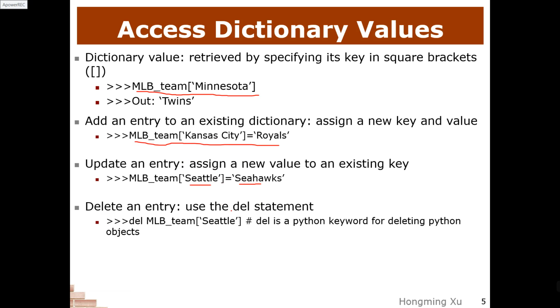Similarly, we can use del. Del is the keyword in Python used for deleting elements of an object, like a dictionary. We can delete an entry in the dictionary we have defined. This is a Python keyword for deleting Python objects. Every time you want to delete some item or entry from a Python object, you can try using del.